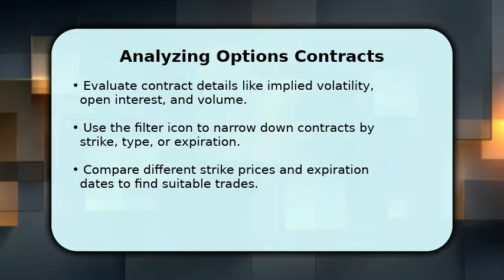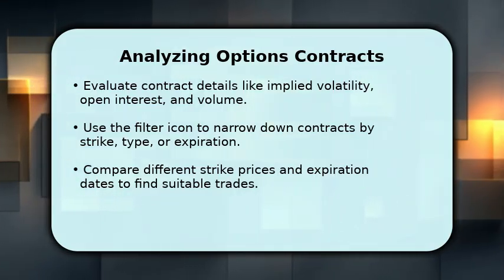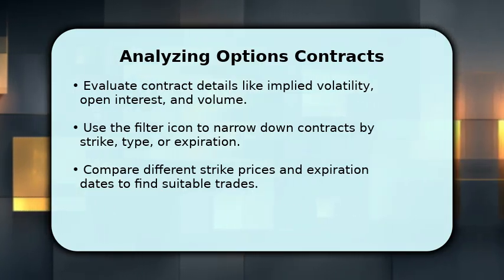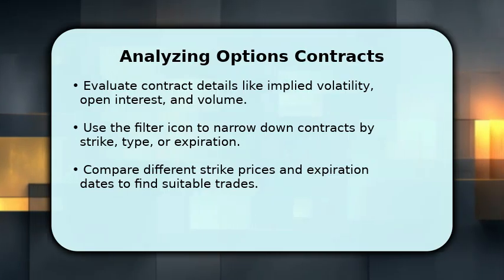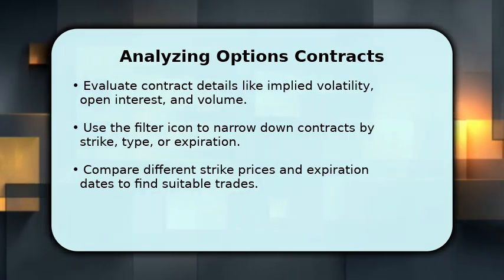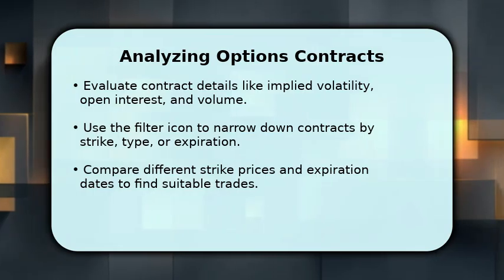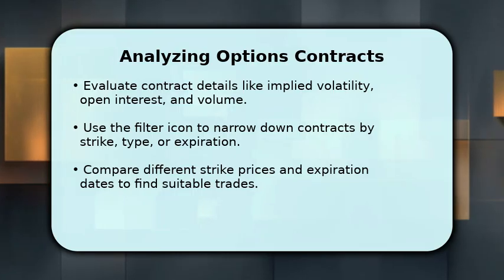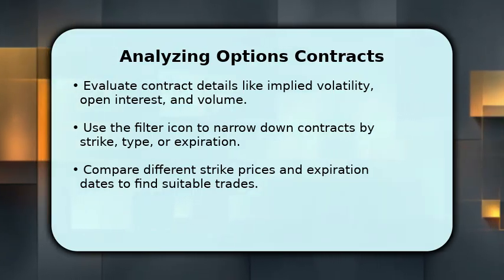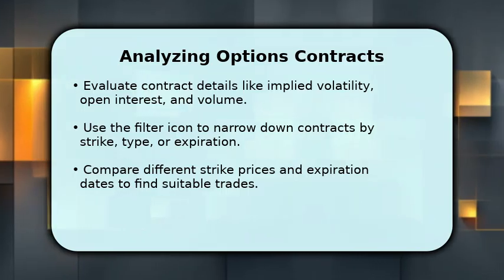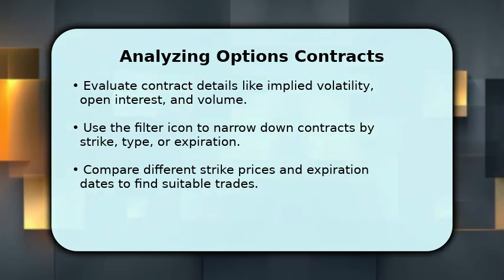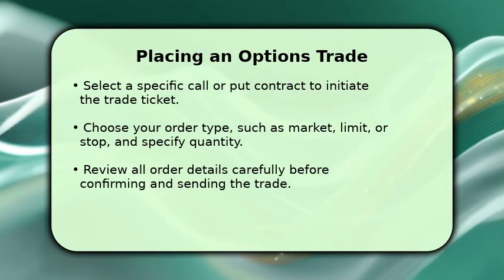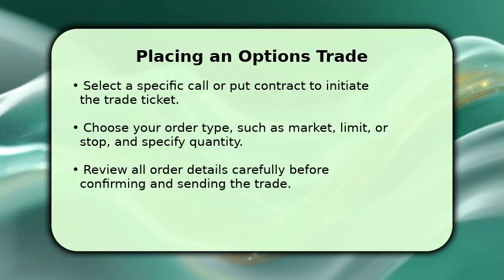Now, let's dive into analyzing options contracts. Within the options chain, you can examine crucial details such as implied volatility, open interest, and daily trading volume for each contract. Utilize the filter icon, typically found at the top right, to efficiently narrow down your choices by strike price, call or put type, or specific expiration dates. Carefully comparing various strike prices and expiration cycles will help you identify contracts that align with your trading strategy and risk tolerance. Once you've identified a suitable contract, placing a trade is straightforward.